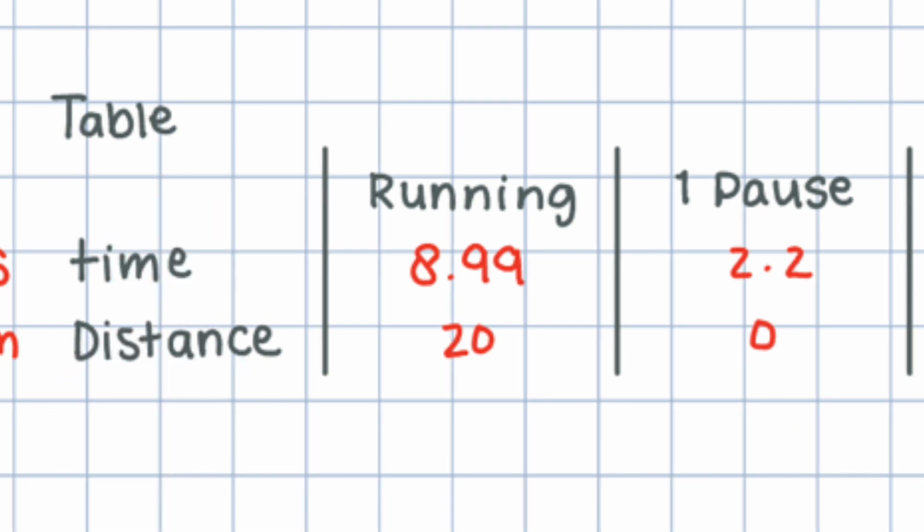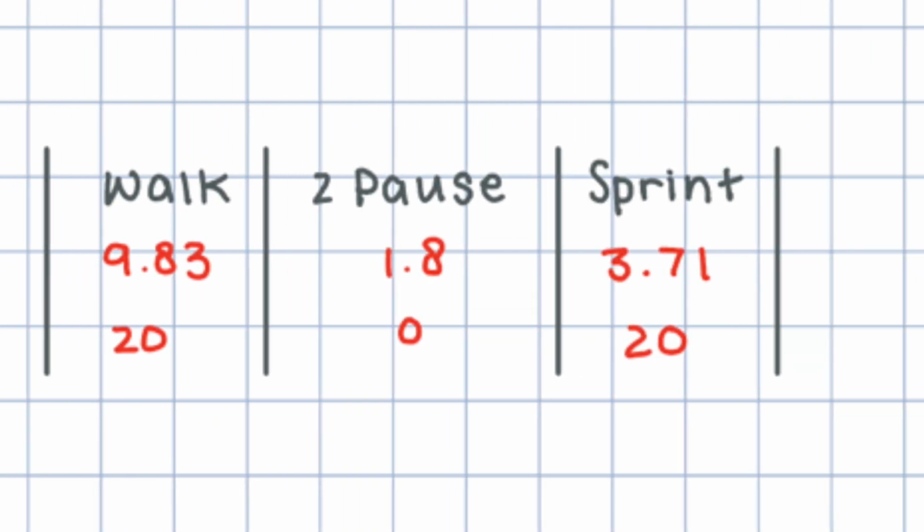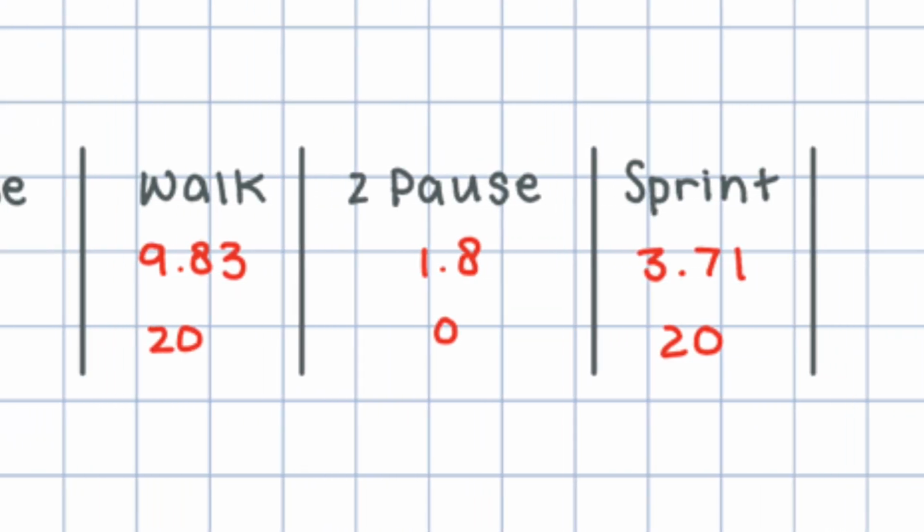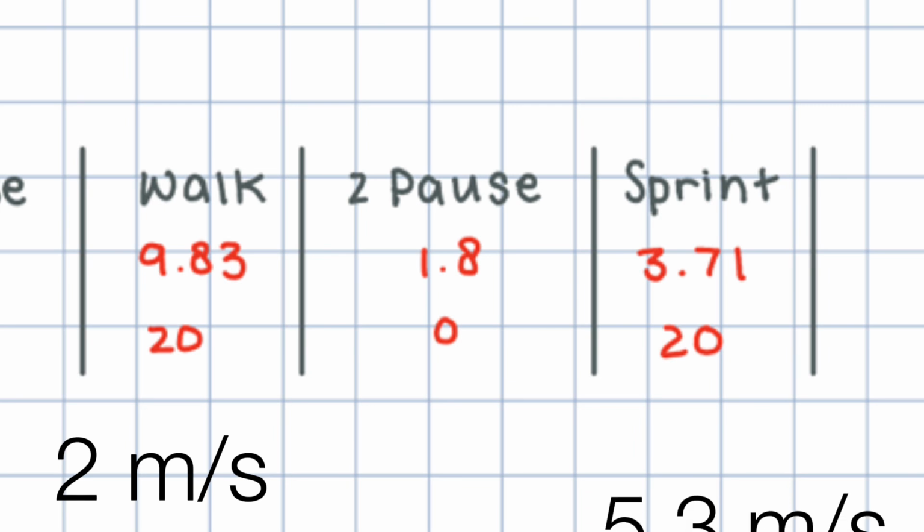Now, by using that formula for the walk and sprint, for the walk, it equals 2 meters per second. As for the sprint, 5.3 meters per second.